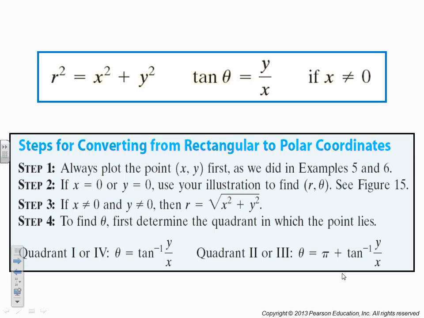So to summarize, when we're converting from rectangular to polar, plot the points. If x equals 0 or y equals 0, we can quickly find r and theta. If not, then r is equal to the square root of x squared plus y squared. And then to find theta, for quadrant 1 or quadrant 4, we just take inverse tan of y over x. For quadrant 2 or quadrant 3, we take inverse tan of y over x plus pi.